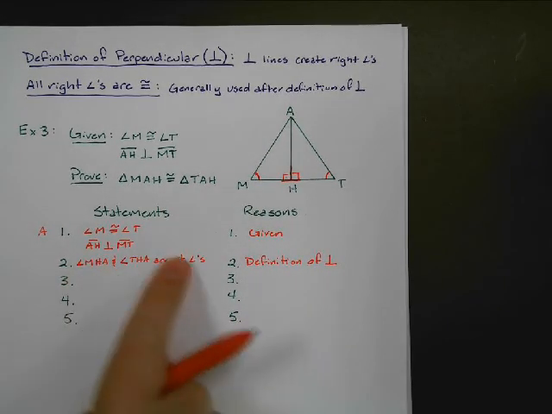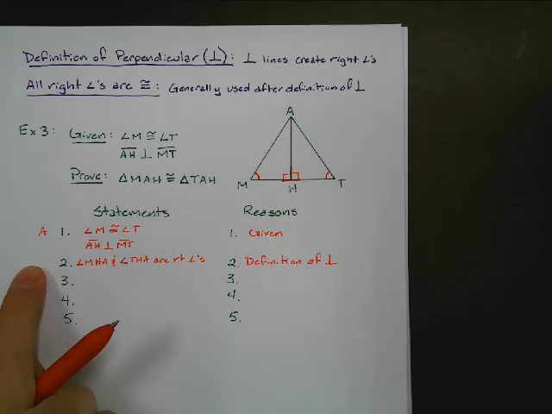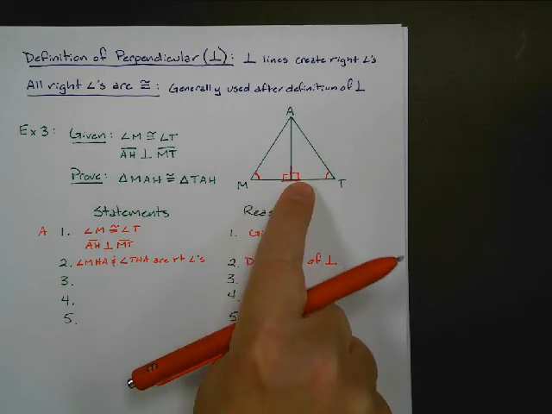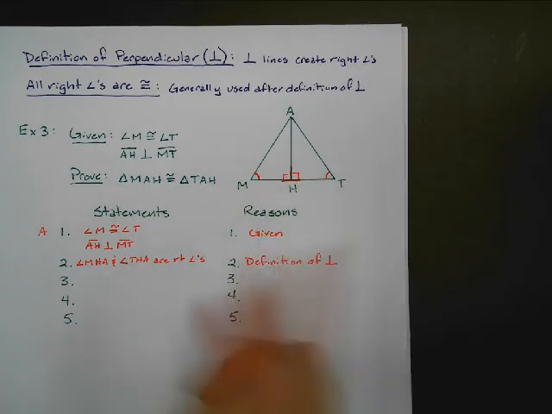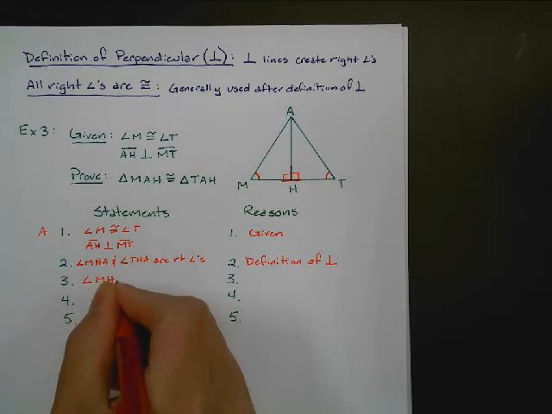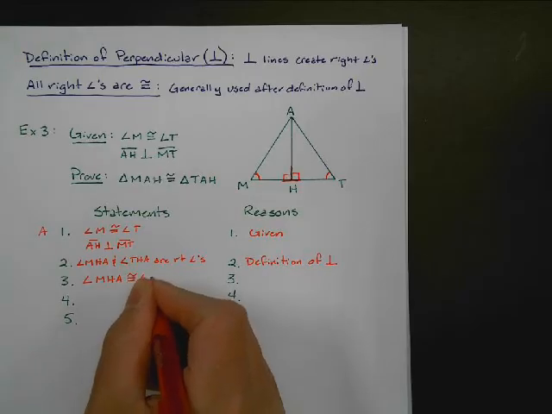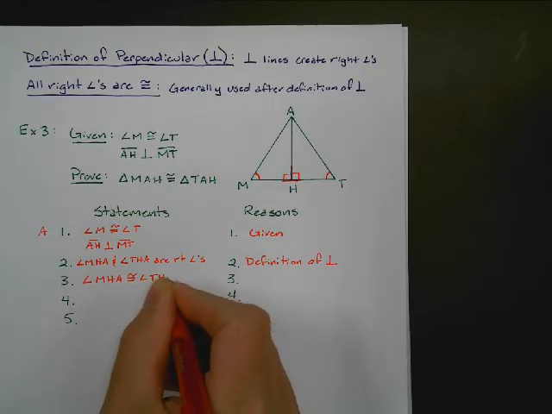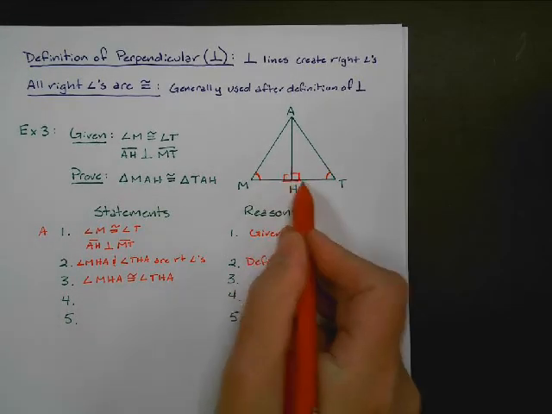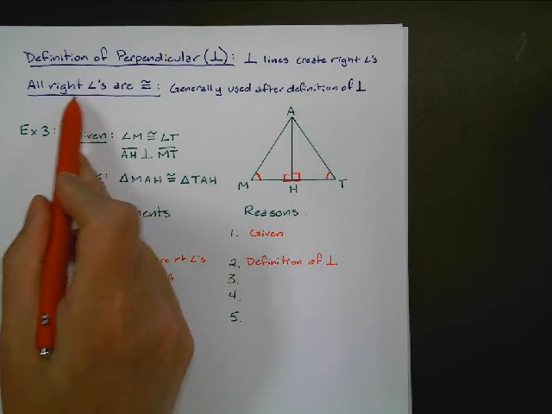Notice I did not write the congruent sign. So I can't mark that I proved anything over here because I didn't mark the congruent sign. But we know if both of these are 90, they have to be congruent to each other. So now I'm going to say the angle MHA is congruent to angle THA. Because they're both 90 degrees. And see how we use this the second time? So this follows this one.